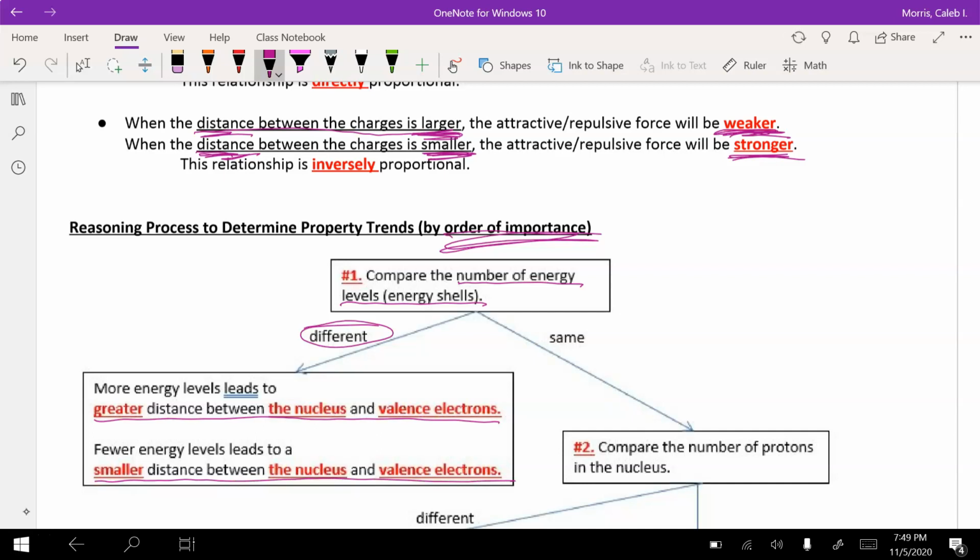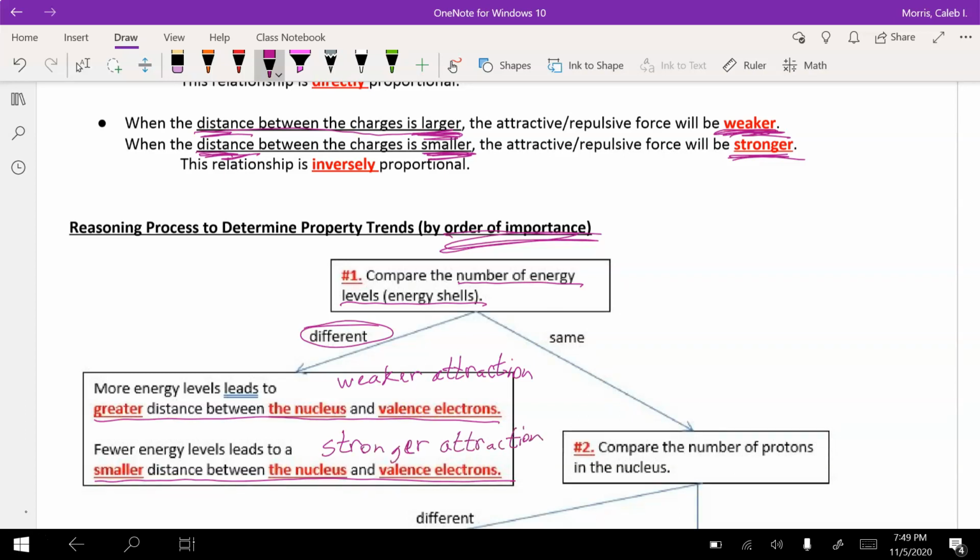By the way, with that same logic, we could say more energy levels means a weaker attraction to the nucleus. Okay, so you might want to add that right here. Weaker attraction. Or just make a note of it in your mind if nothing else. You don't necessarily have to add that. But if we have fewer energy levels, then those would be closer. The electrons are closer, which means there's going to be a stronger attraction.